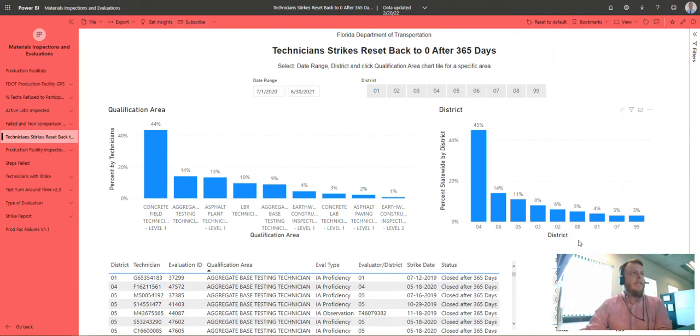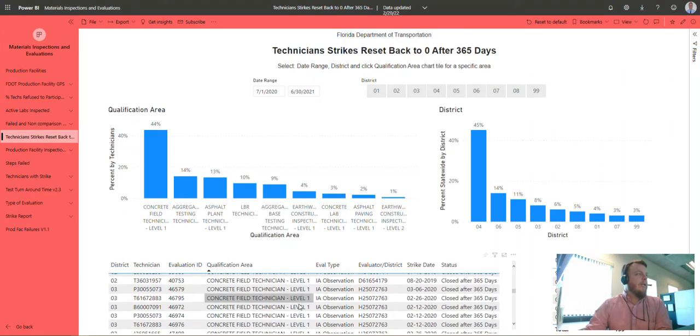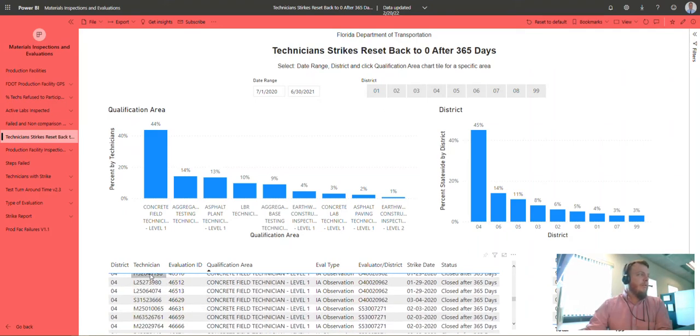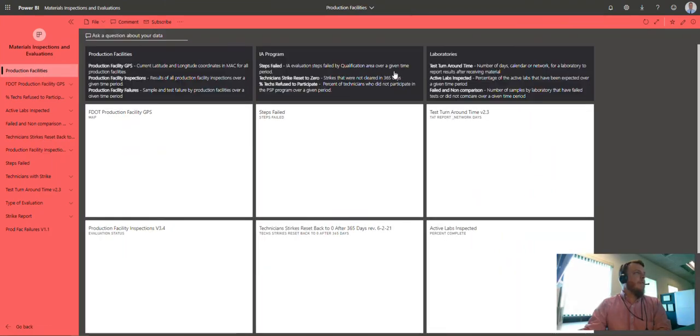And this gives the breakdown by district. Again, you can filter that out by district level. All the different qualification areas are going to be listed here. And then a table that will give you some more information, specifically which technician. You can go in and look in MAC at the evaluation ID and who evaluated various pieces of information. So go back to production facilities.